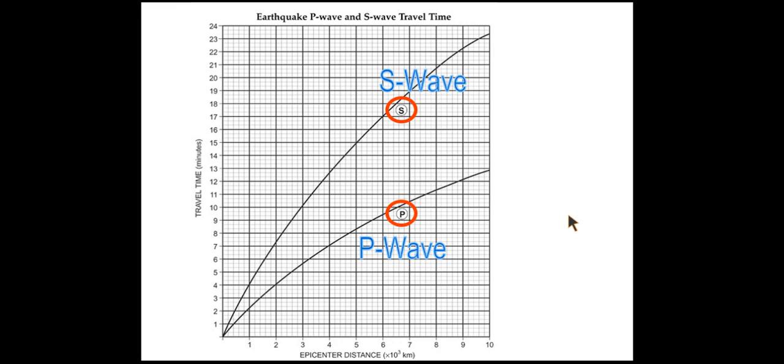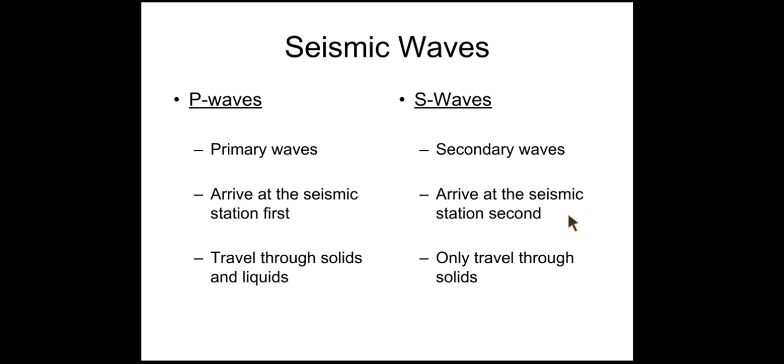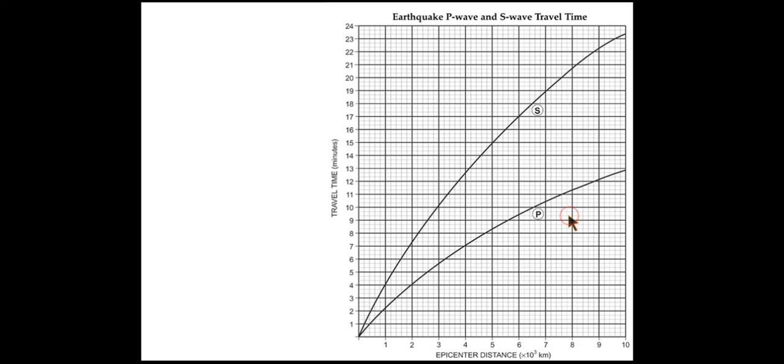So really, to be able to understand how this graph works, we need to understand a little bit about S waves and P waves first. So in general, S waves and P waves are seismic waves, and those are waves that originate from the epicenter of an earthquake. P waves are primary waves. They arrive at the seismic station first, and they travel through both solids and liquids. S waves are secondary waves. They arrive at this station second, and they only travel through solids.